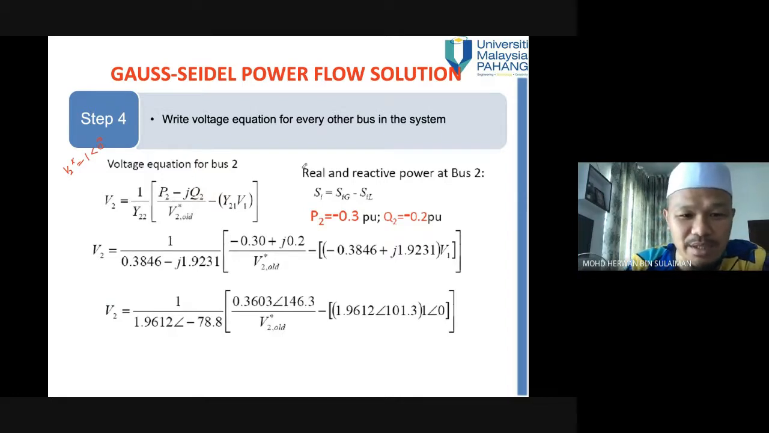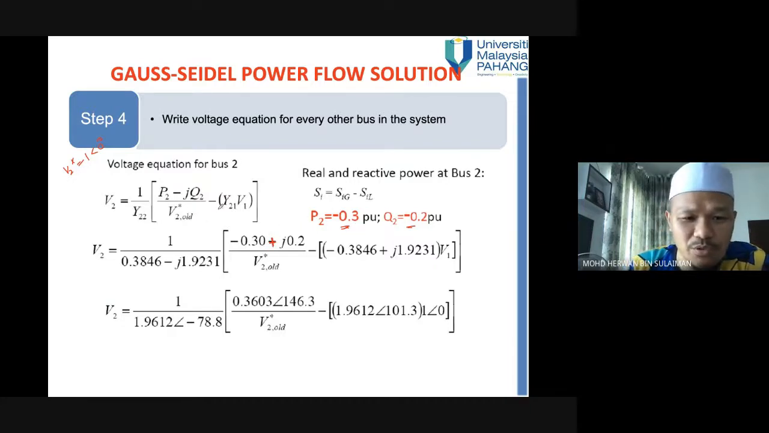And then remember that our load bus is negative. So you need to use minus 0.3 because our load is 0.3, and Q2 is also minus 0.2. That's why you need to put the minus. But in the equation we have minus jQ2, so minus minus becomes positive. This is where students always make mistakes, so be careful here.